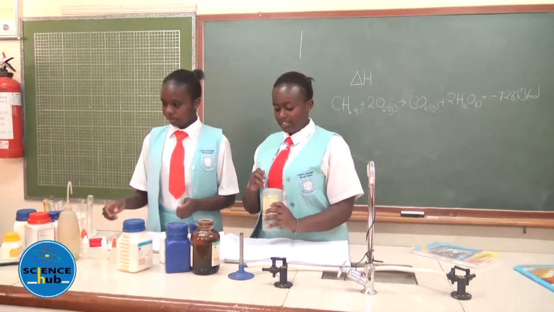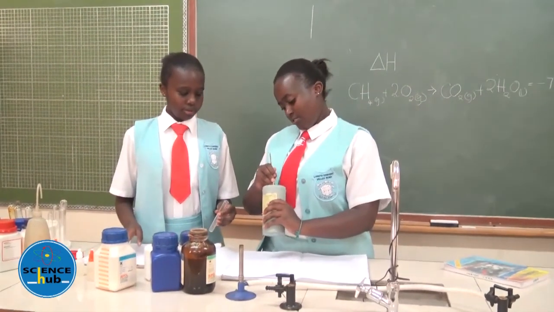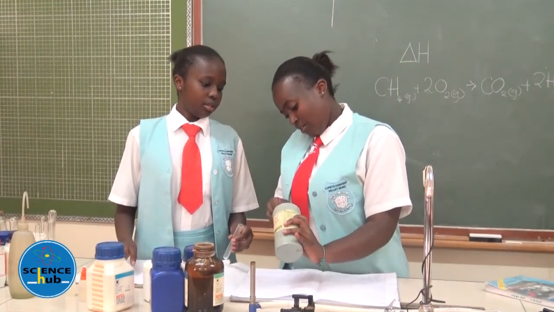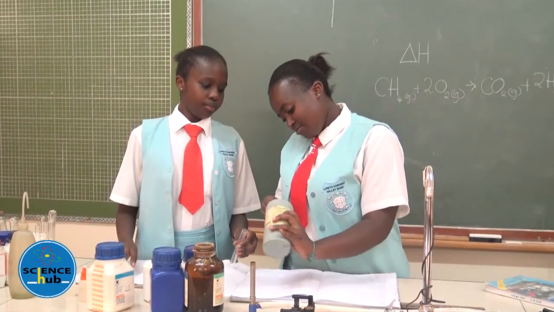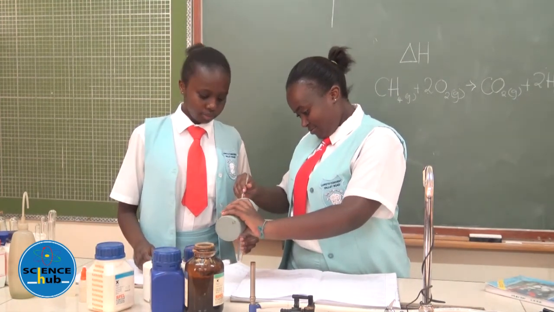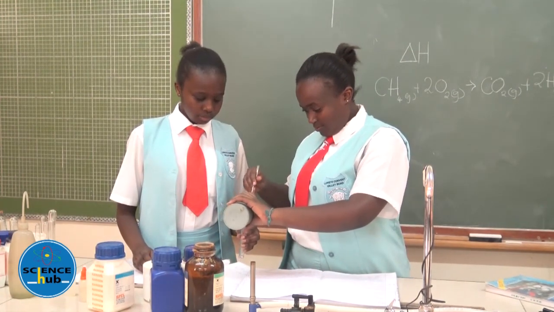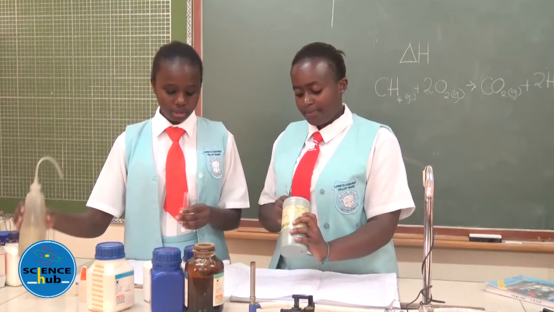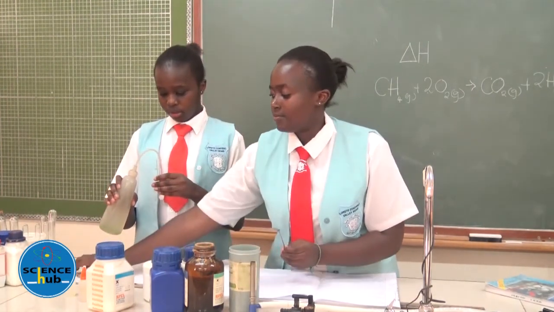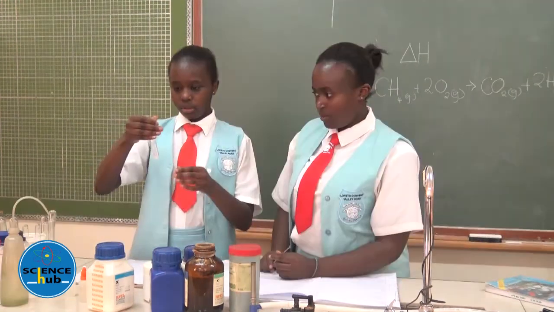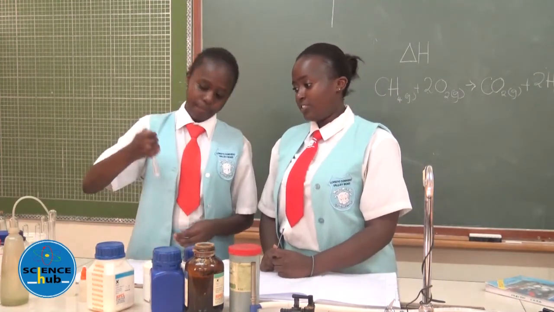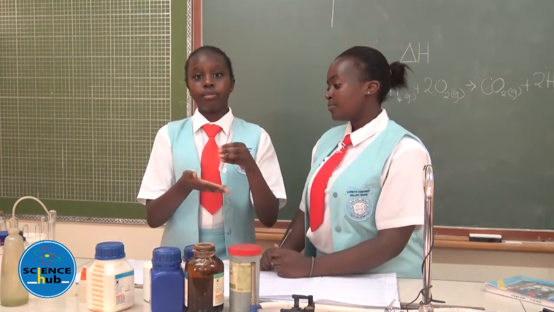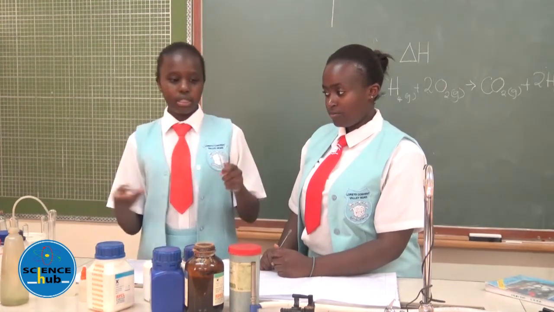So you take a spatula and put about 2 spoonfuls of the salt. And I'm going to make a solution of it. You shake it vigorously so that all the particles fully dissolve. So, as you can see, there's a white precipitate down, but there's no need to worry, we just separate the two solutions.